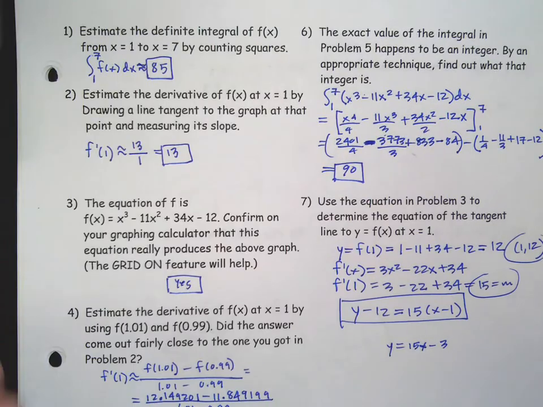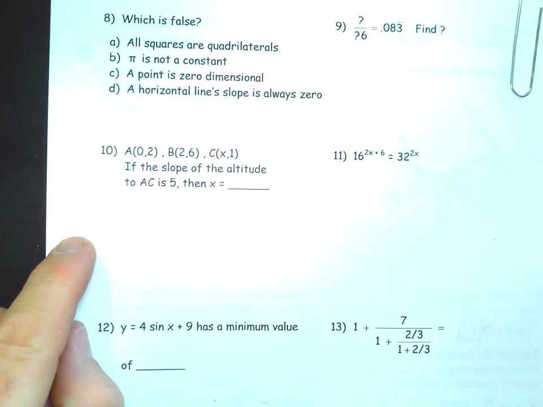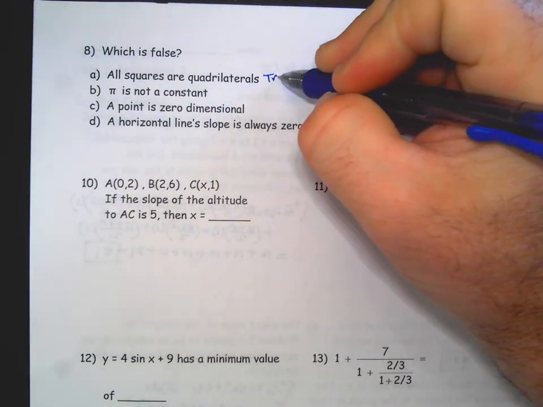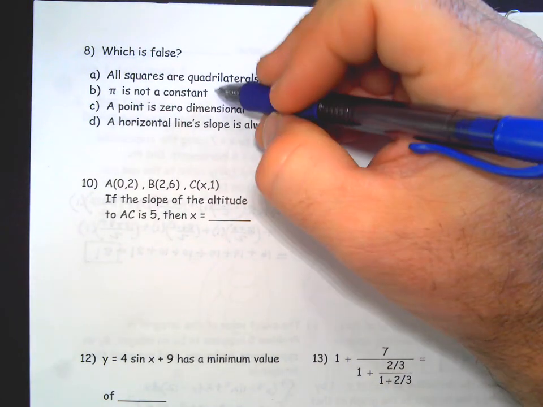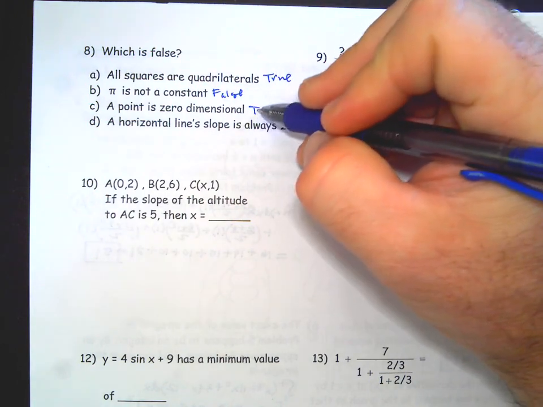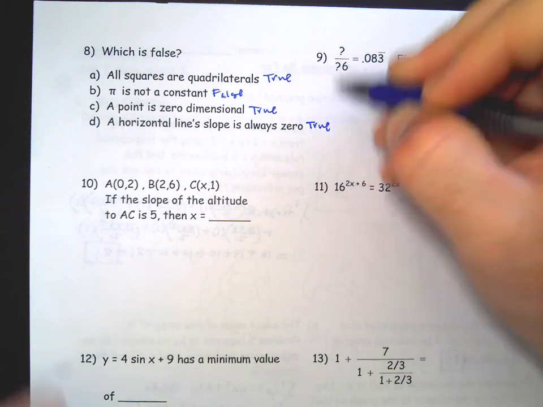Okay, so yeah, a lot of good stuff on here from last year. Which is false? All squares are quadrilaterals. True. Pi is not a constant. False. Pi is a constant. My point is zero dimensional. True. Horizontal line slope is always 0. True. So, I don't know. Whatever.